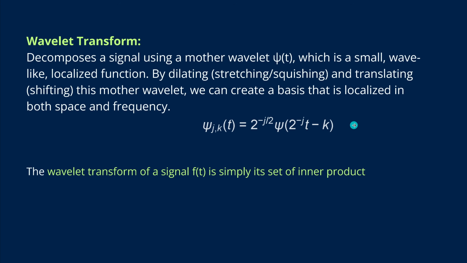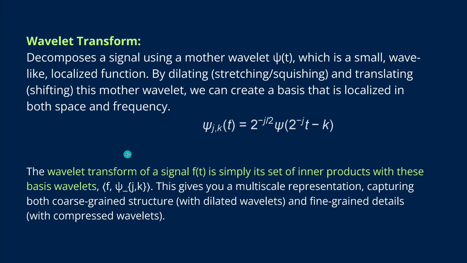You remember? And the wavelet transform, if we see it now from this perspective of a signal in signal theory, is simply its set of inner products with this basis wavelets. This is all there is. It's like you build a vector in a much simpler mathematical case. Now, more or less, we're doing the same in a different way, in a different mathematical space, but the idea is more or less the same. So the wavelet transform of a signal is its set of inner products with these basis wavelets. And this gives you a multiscale representation, and you can capture all the detailed compressed dilated wavelets.